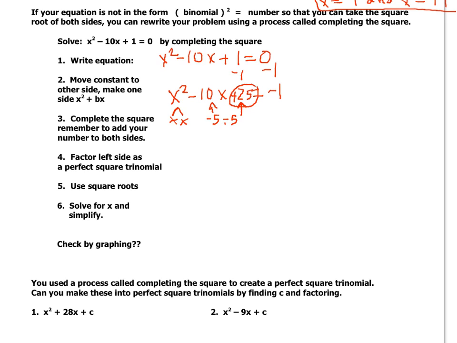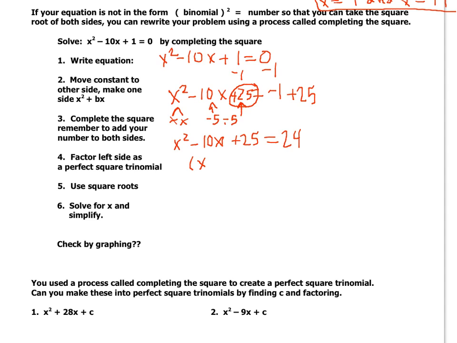So I'm going to add a plus 25 to the left side, but if I add it to the left, I have to add it to the right side as well. So this leaves me with x squared minus 10x plus 25 equals 24. So now I want to factor this side since I now have a perfect square trinomial.